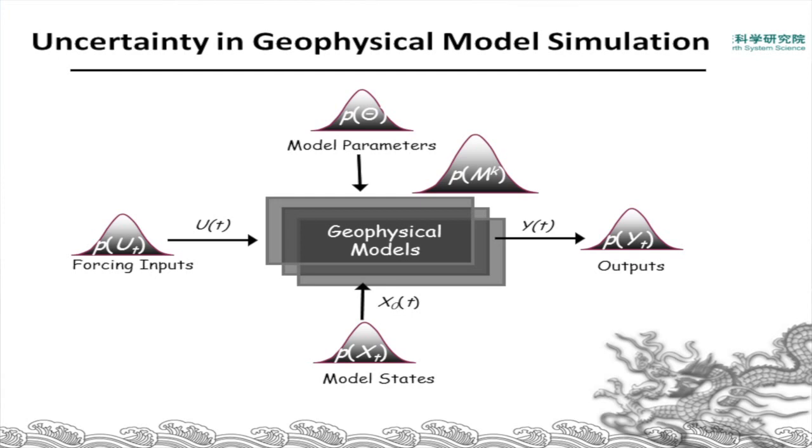So there's a lot of uncertainty associated with geophysical models. You have input uncertainty, and you have state uncertainty. And also you have model parameter uncertainty. And actually, this is what we are going to talk about today. And there are other uncertainties, like the model structural uncertainty and the model output uncertainty.